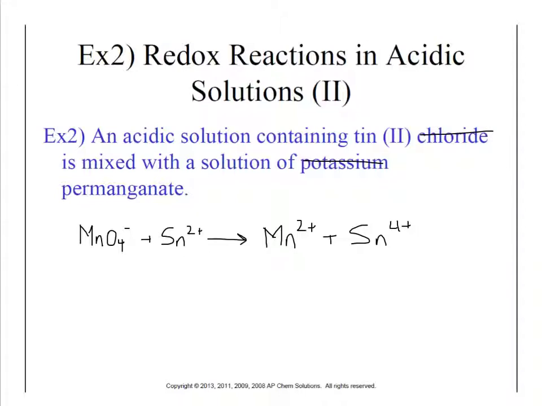Alright, we're done, right? Oh, no we're not. Let's balance this thing. We've got oxygens on this side, but none on that side. This is taking place in an acidic solution. What do you think we've got to do? Yeah, we've got to balance with the half reaction method.